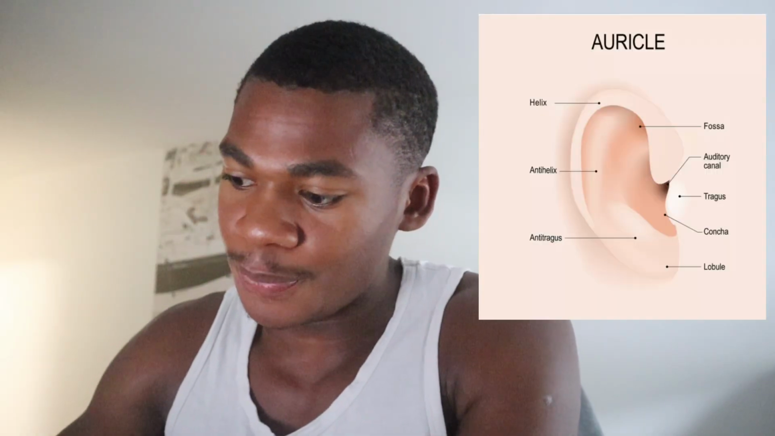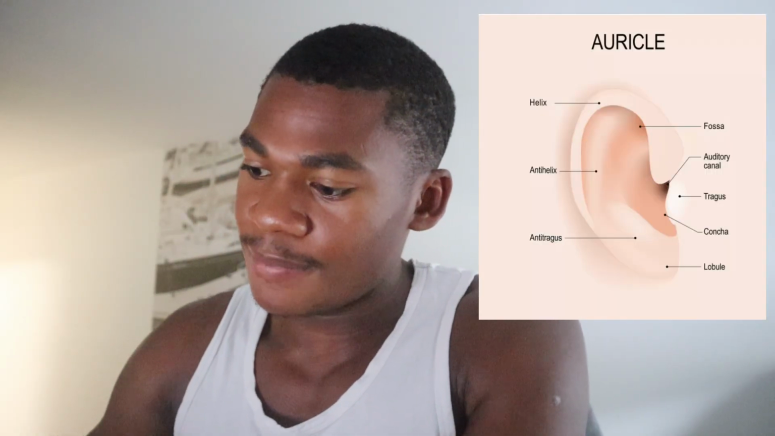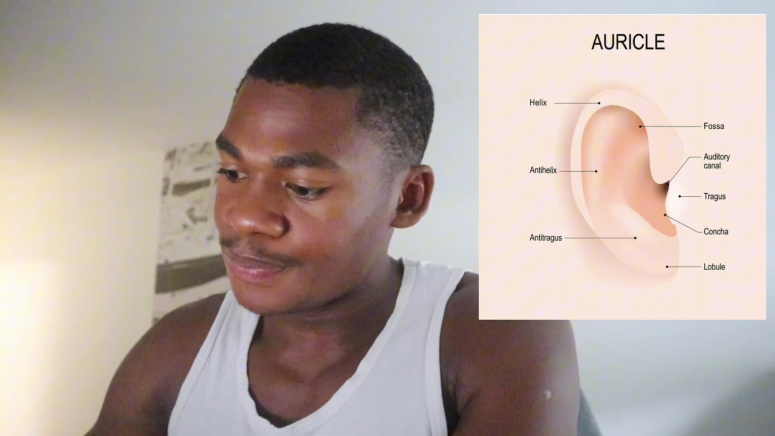The first part, so when we think about the outer ear, we think about the auricle. Okay, and the auricle is basically made of elastic cartilage structures that help to collect and funnel sound waves into the external acoustic meatus. So that is your auricle. Basically the whole ear, all of that is your auricle, and it's made of elastic cartilage. Well, the most part of your outer ear.